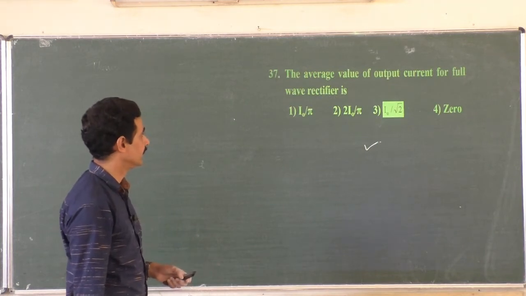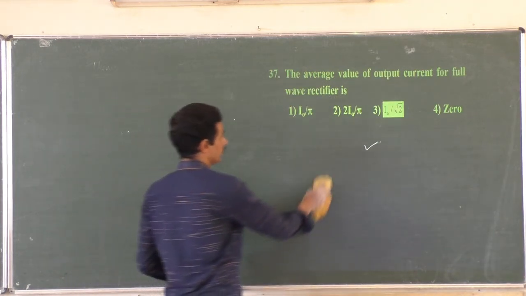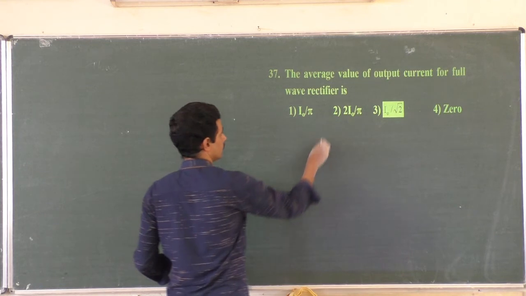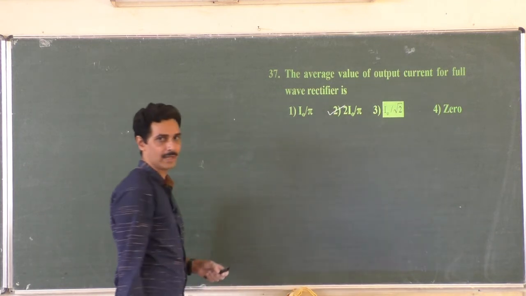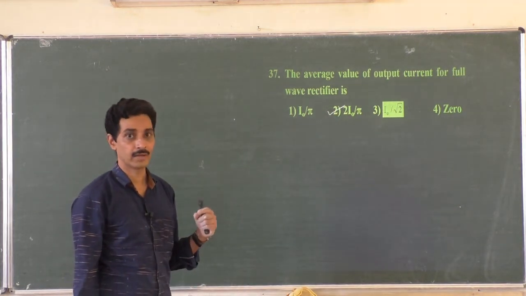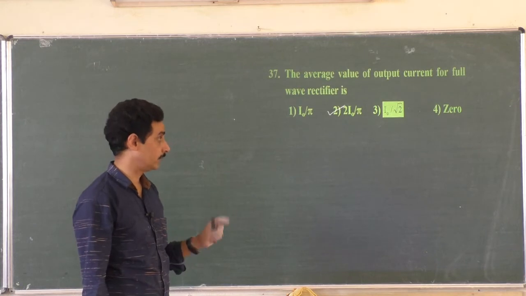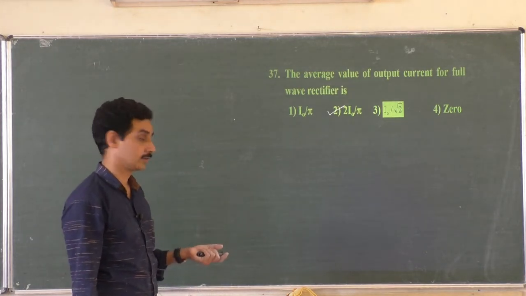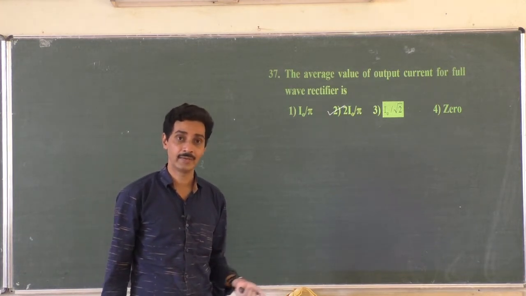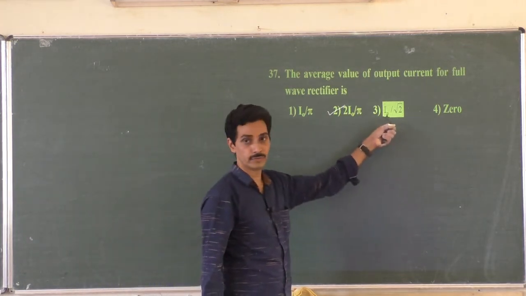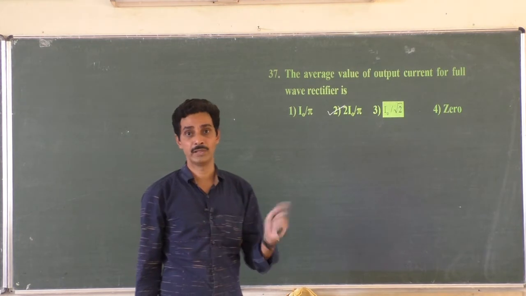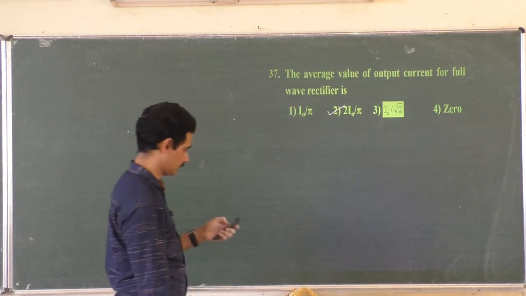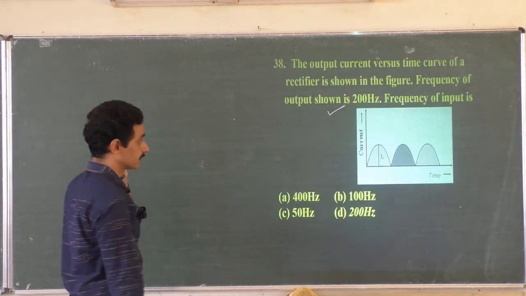Yes. 37. The average value of output current for a full wave rectifier. Average value is 2 by pi times I naught current. Whereas for half wave it is only I naught by pi. 1 times I naught by pi. For full wave it is 2 times I naught by pi. And similarly the RMS value is I naught by root 2 for full wave. Half wave, I naught by 2 only. Okay. It's a direct question. Second option.